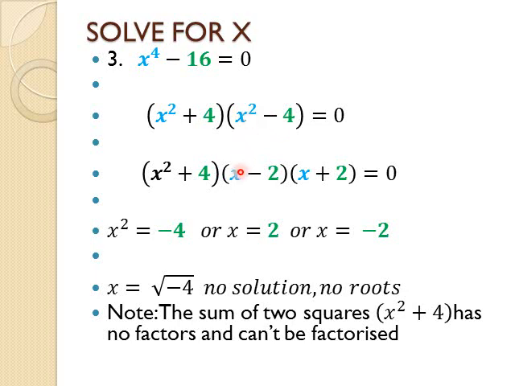So x squared can be written as x times x, and 4 can be written as 2 times 2. For the negative, negative times positive. Now that gives me x squared equals negative 4. And to get x, I'm going to find the square root of negative 4, which has no solution, or we say no roots. And when we do nature of roots in grade 11, you will learn that this is non-real roots, or under classification we explain non-real roots. So the sum of two squares has no factors and can't be factorized.